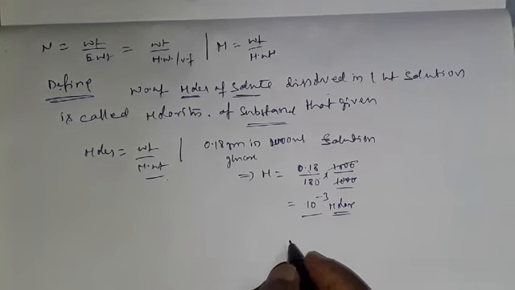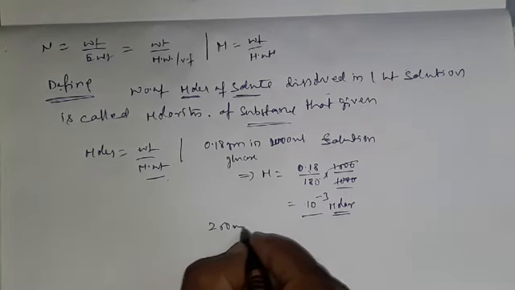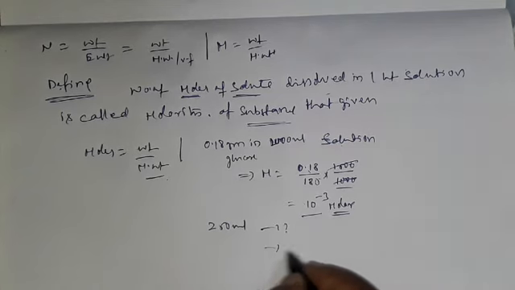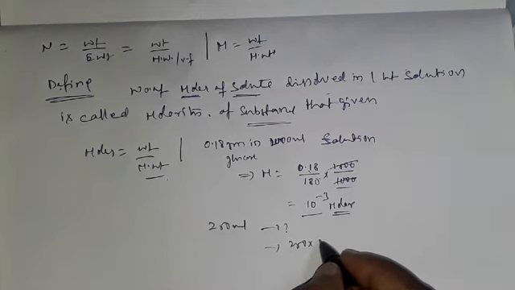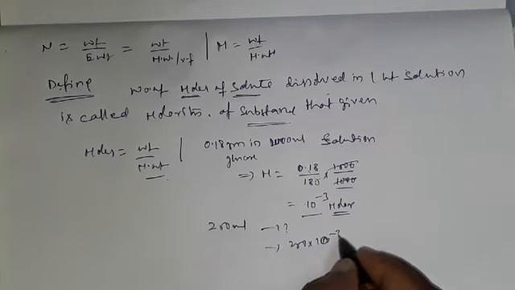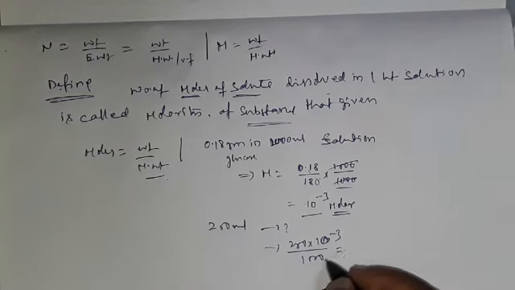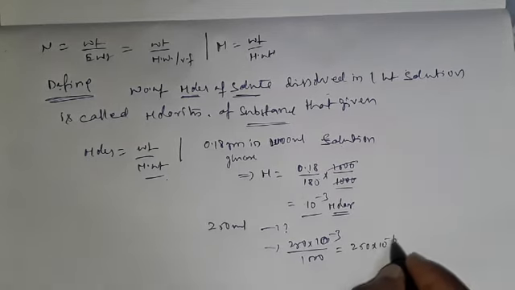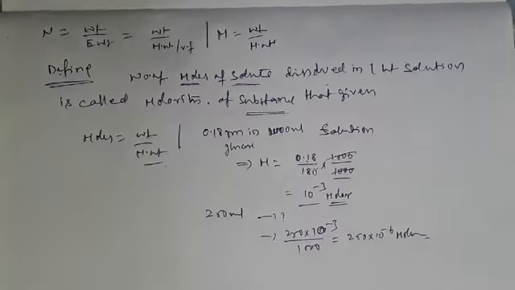Suppose you are going to find it for 250 ml. For 1000 ml it is 10 power minus 3, then for 250 ml, 250 into 10 power minus 3 by 1000. Then the value is 10 power minus 6, that is 250 into 10 power minus 6 molar. So this way also you can relate the molarity according to the mole concept.